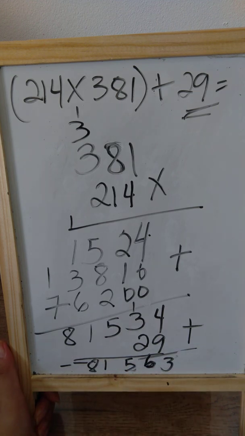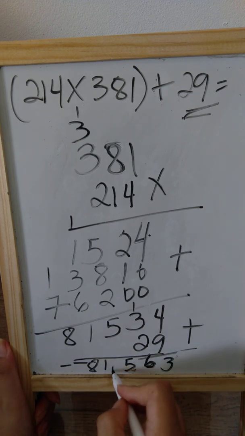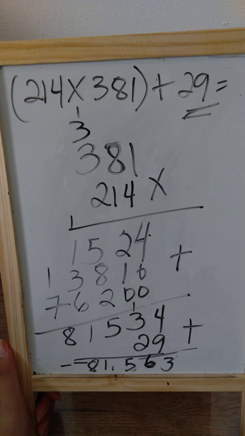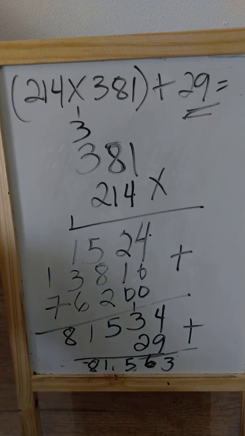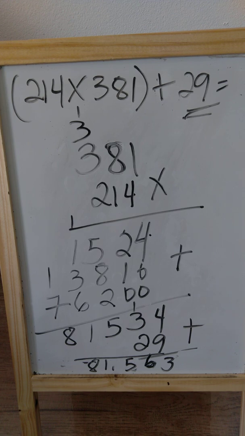So the answer is 81,563. Therefore, our answer is correct. Okay? Therefore, the answer is correct. Okay, understand?